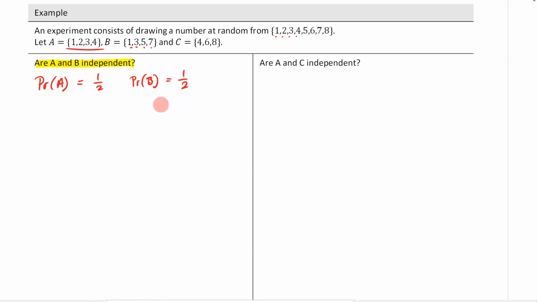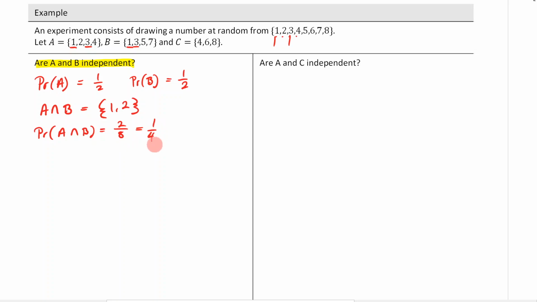The other thing that we need to consider is what the probability of A intersection B is. To find that, let's find the elements that A and B have in common. So that's going to be, now let's have a look here, 1 and 3. So they have 1 and 3 in common. So the probability of A intersection B would be 1 and 3, so 2 out of 8, which is 1 out of 4.